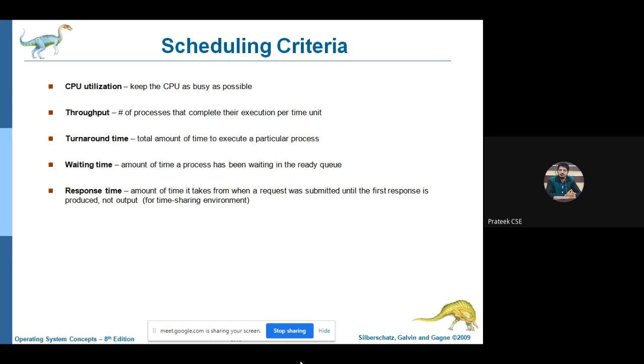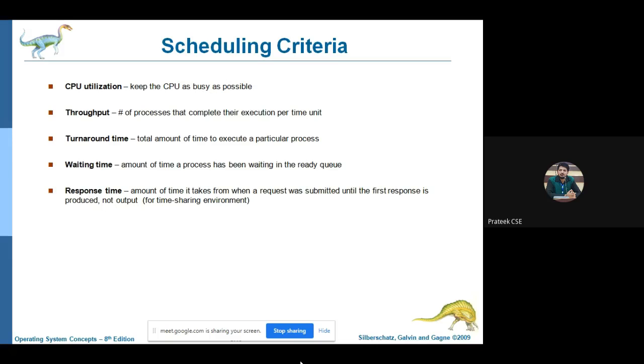So turnaround time है जब उसका काम कंप्लीट हो गया माइनस जिस टाइम पर वो आया था, so that is the total time which that patient spends in the clinic. So that is the total time. वेटिंग टाइम, जितना भी टाइम कोई प्रोसेस रेडी क्यू में रेडी स्टेट में वेट करेगा सीपीयू को मिलने के लिए, so that is the waiting time. And response time is किसी प्रोसेस को जब फर्स्ट टाइम सीपीयू एलोकेट होगा, that is the response time.